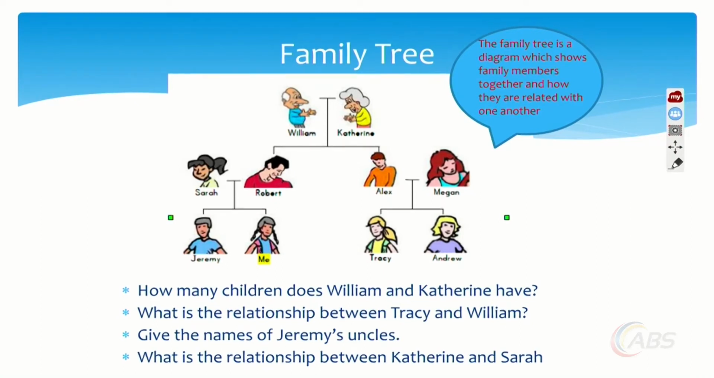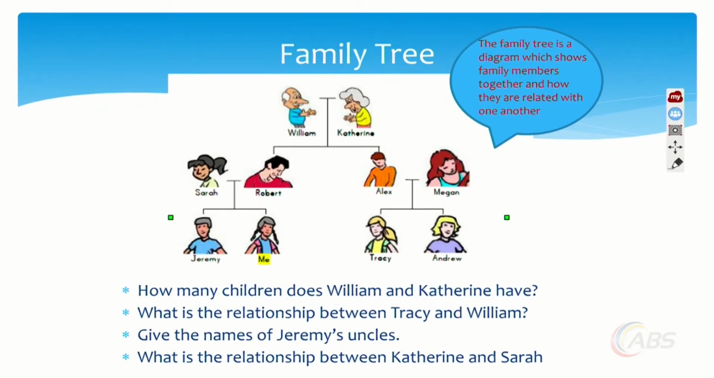At the top we have William and Catherine. At the bottom, spreading out, we have Sarah and Robert. To the right, sorry, and to the left we have Alex and Megan. Under Alex and Megan we have two persons, Tracy and Andrew. Under Sarah and Robert we have Jeremy and me. Now under that we have some basic questions that I think are imperative for us to look at, because on the exam you can get something like this.